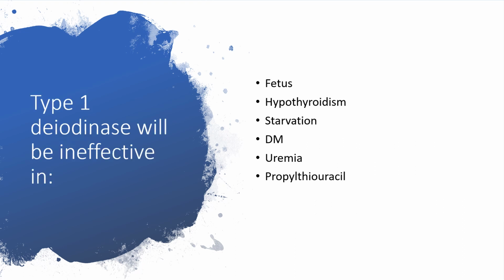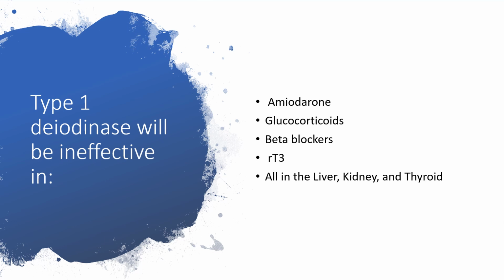Type 1 deiodinase will be ineffective under certain situations. Features: hypothyroidism, starvation, diabetes mellitus, anemia, propylthiouracil. Amiodarone. You can check my channel for a separate presentation already published on amiodarone. Glucocorticoids, you can also check my channel for that. Beta blockers, reverse T3, all in the liver, kidney, and thyroid.